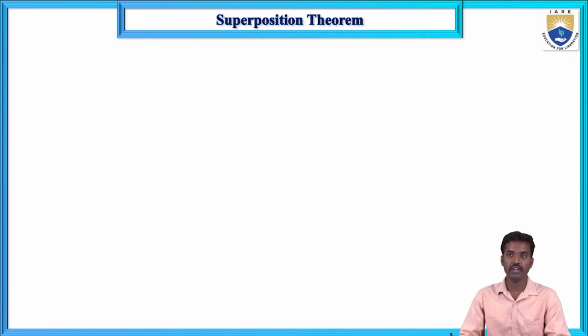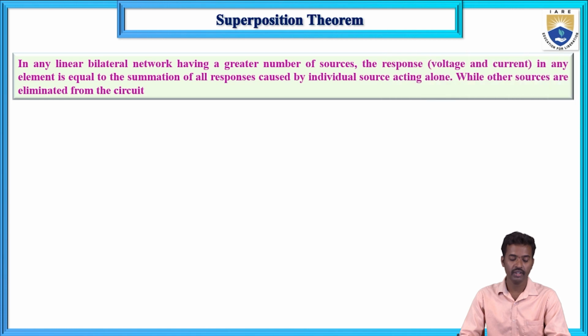Today we are going to have a discussion on superposition theorem and its related problems. First I will state the superposition theorem statement: total response equals the sum of the individual responses in a linear bilateral network. Here the response is either voltage or current.